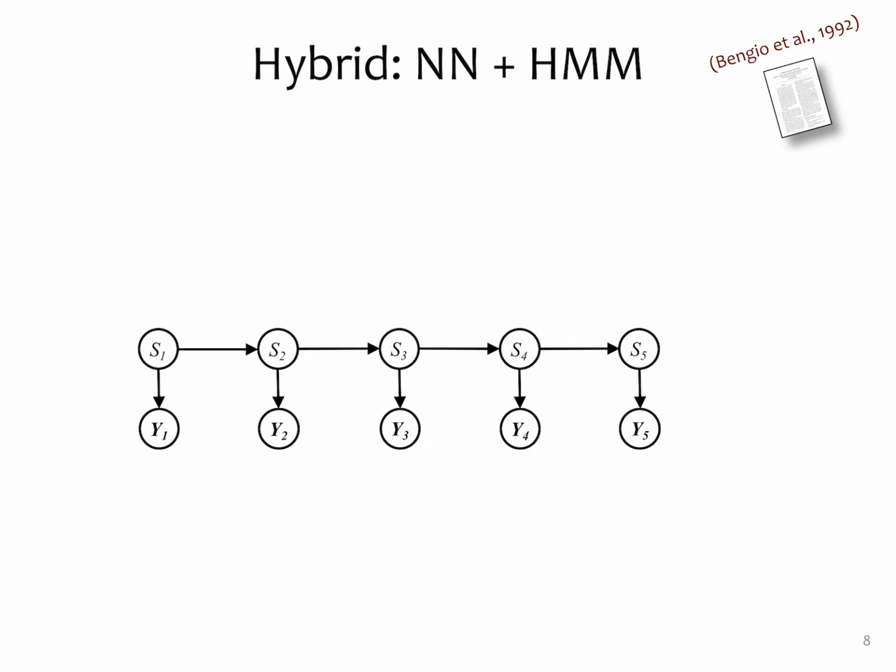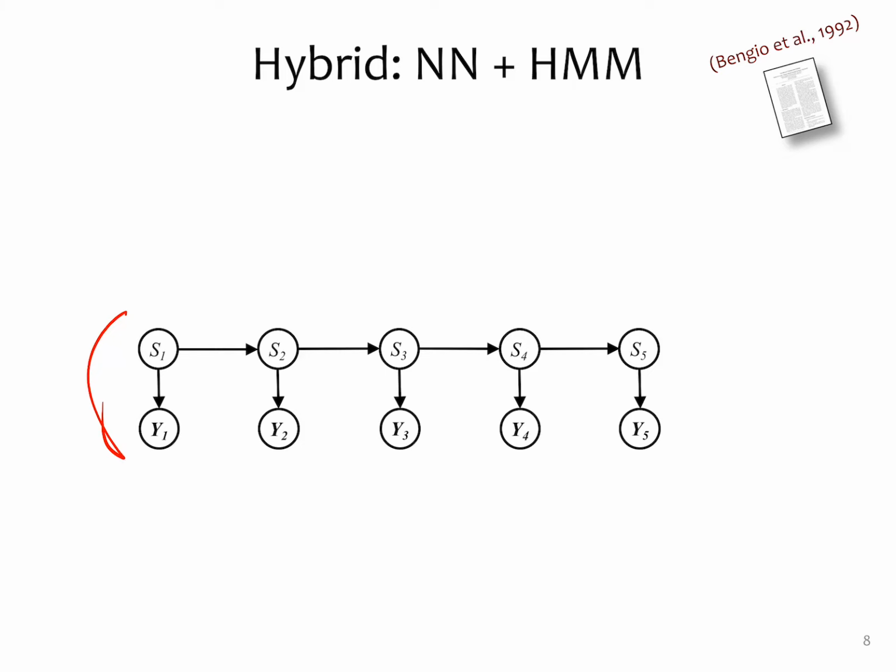So this was the hidden Markov model. One of the ideas was introduced back in 1992, which is, I don't know, many of you probably were not born. The idea was, how can we combine a neural network with an HMM? So here is the general structure of the hidden Markov model.